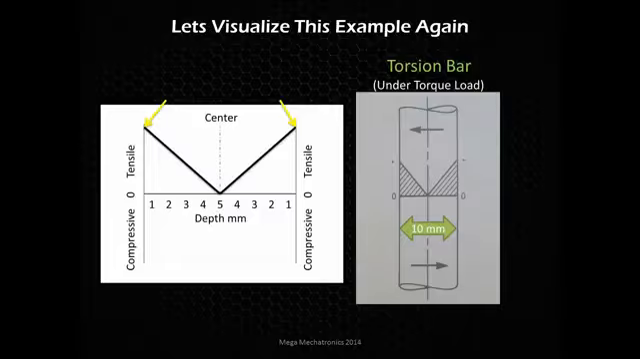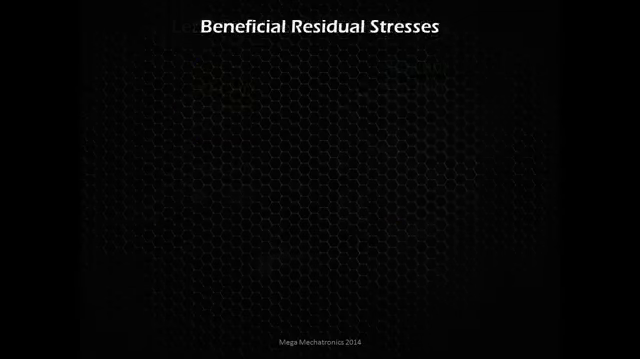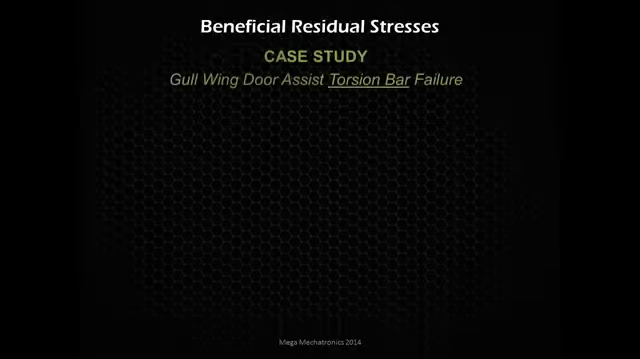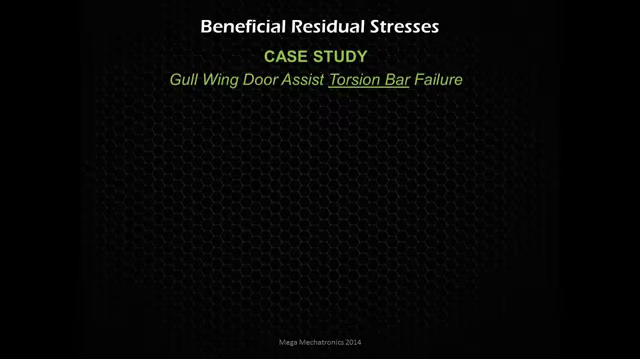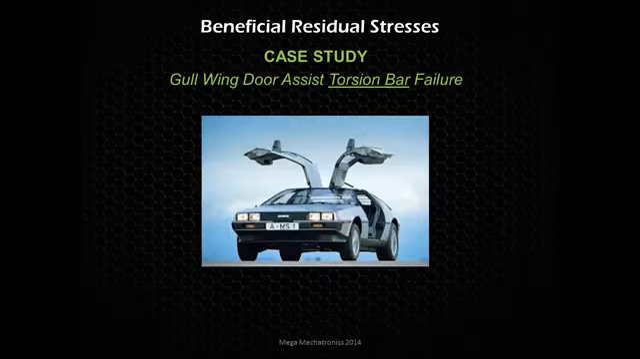And here, at the very edge, at 0 depth on the surface, is the point of maximum stress. Now this is sort of a precursor to looking at this case study of beneficial residual stresses to prevent failure, whether it's a distortion failure, what we're going to look at, or a fatigue failure. So let's do a case study on the gull-wing door assist torsion bar for a DeLorean, the Back to the Future car. There's actually torsion spring bars that assist the opening of the door.